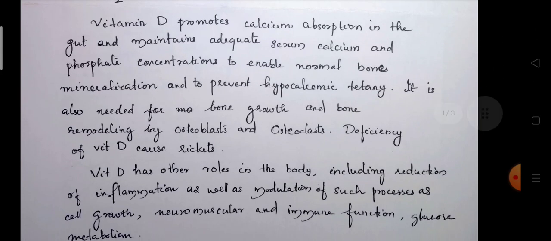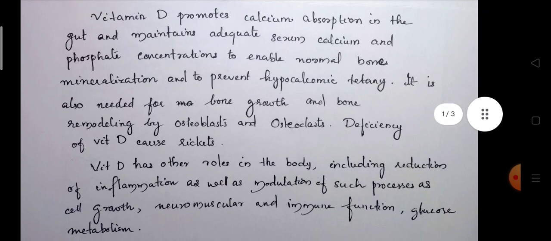Vitamin D promotes calcium absorption in the gut and maintains adequate serum calcium and phosphate concentration to enable normal bone mineralization and prevent hypocalcemic tetany. It is also needed for bone growth and bone remodeling by osteoblasts and osteoclasts. Deficiency of vitamin D causes rickets.